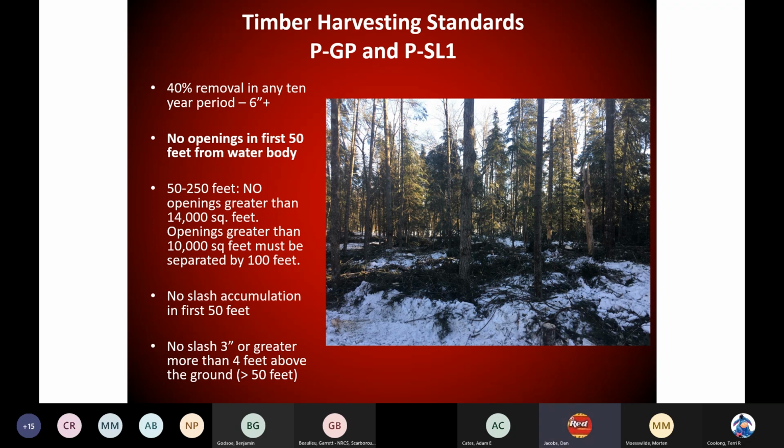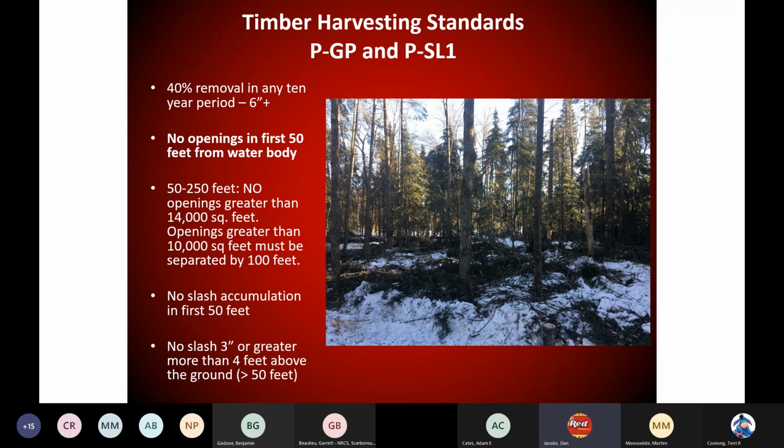There's some differences here between Chapter 21 and Chapter 27. No openings are allowed in the first 50 feet from the water body. Between 50 and 250 feet, no openings greater than 14,000 square feet are allowed, and openings greater than 10,000 square feet must be separated by 100 feet. Within 50 feet of the water body, there's no slash accumulation allowed.